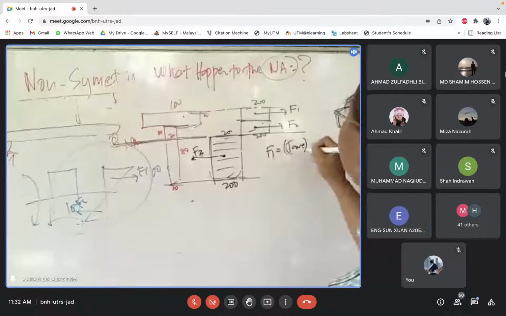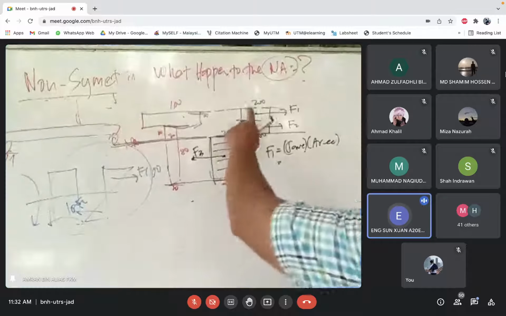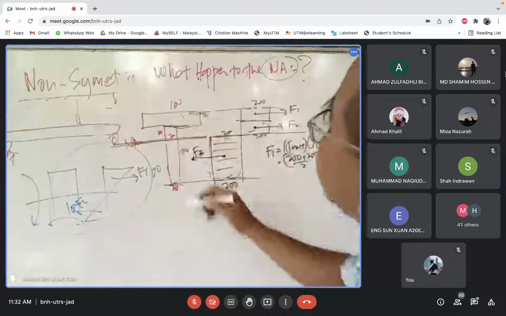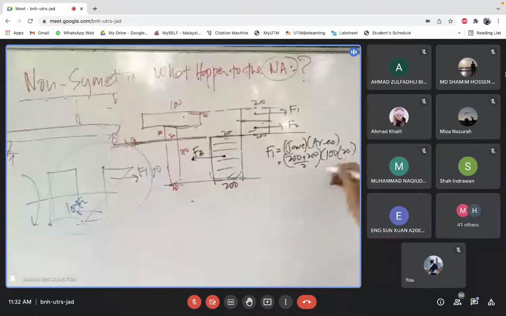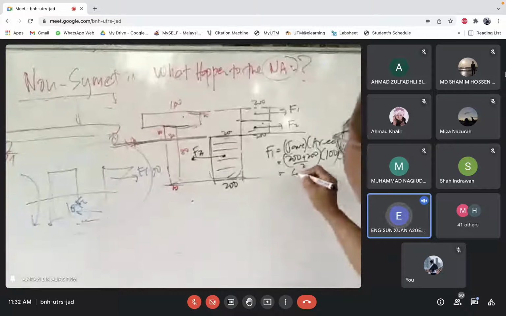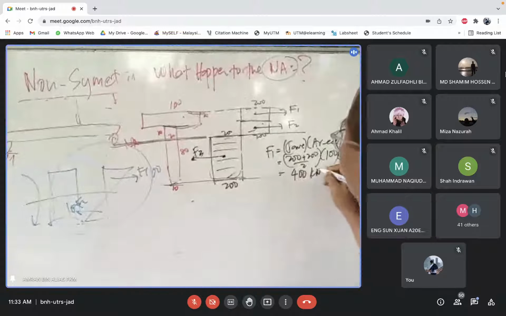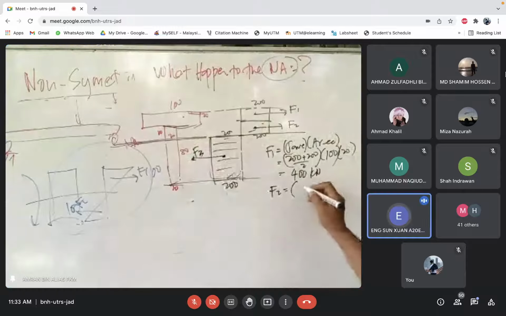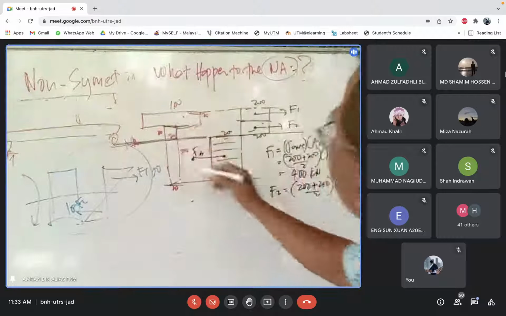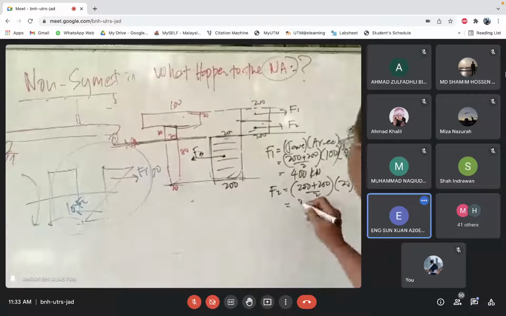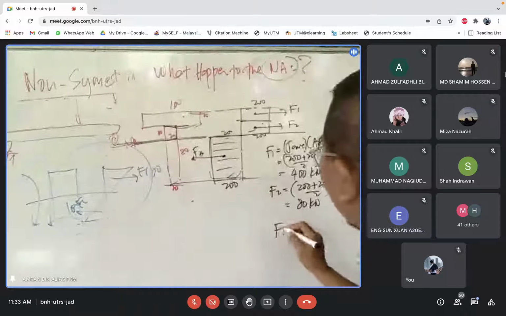F1 is the average sigma times the area. What do we have there? 200 plus 200 over 2. What is the area? 100 times 20. What is the value? 400 kilonewton. Now what is F2? 200 plus 200 over 2, times 20 times 20. What is the value there? 80 kilonewton. Now what is F3?